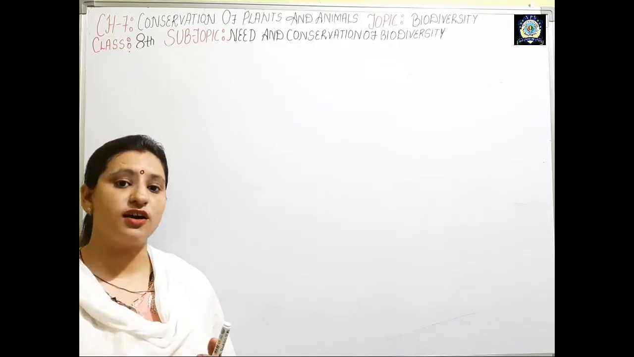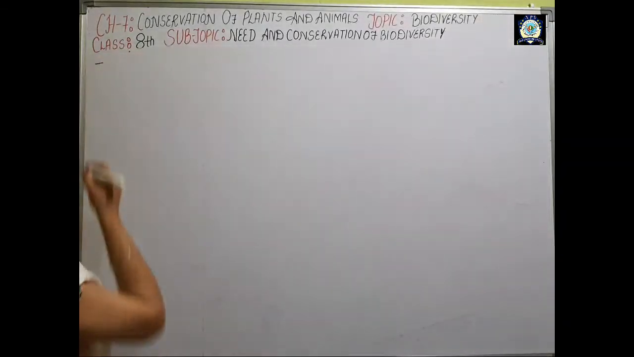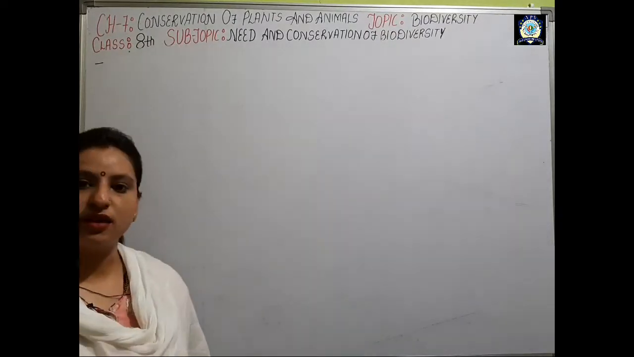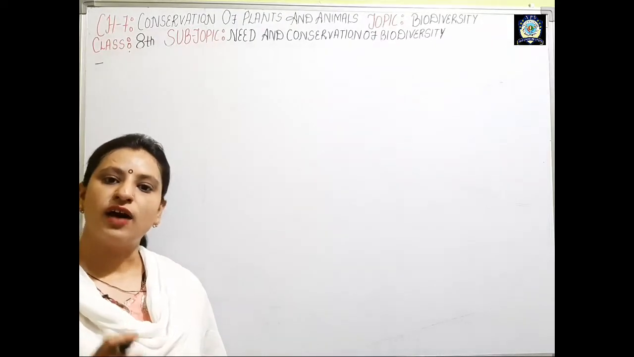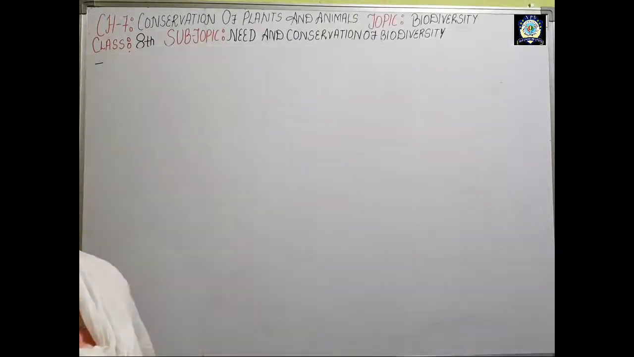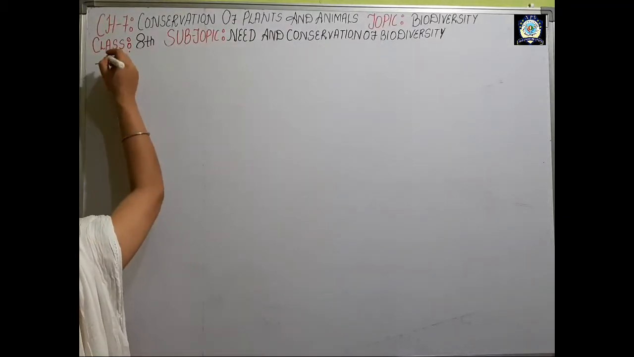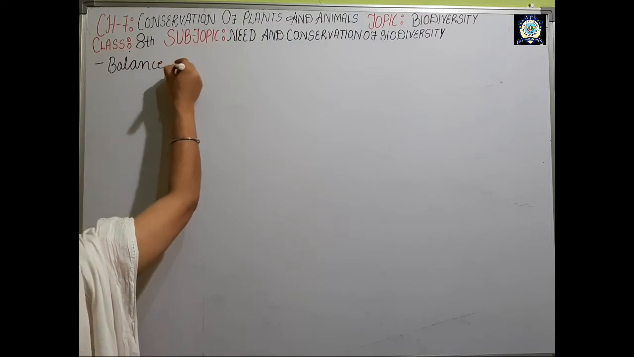The need of conservation of biodiversity is very important, because if we take care of nature, then nature will take care of us. We are both interdependent to each other. The first need is that wildlife helps in making the balance of nature, meaning ecological balance. So balance of nature is formed.